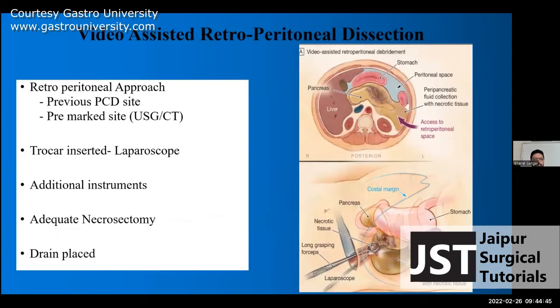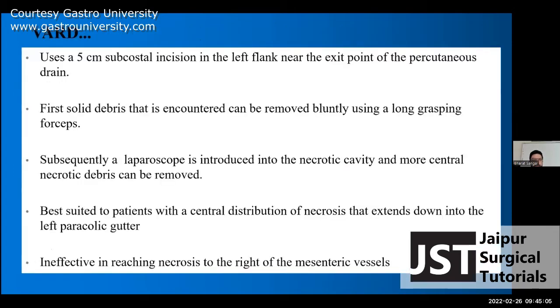The other approach is the video-assisted retroperitoneal debridement, in which a retroperitoneal approach over the previous PCD site or a pre-marked site by USG or CT scan is used. A trocar and a laparoscope with additional instruments such as a grasper are used, and adequate necrosectomy is done with drain placements.